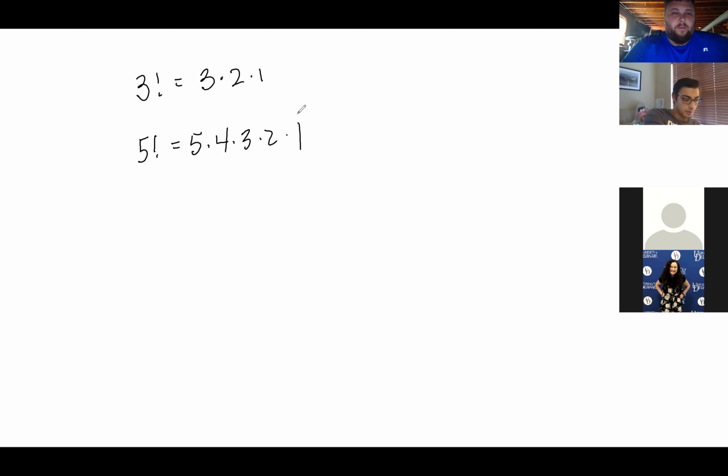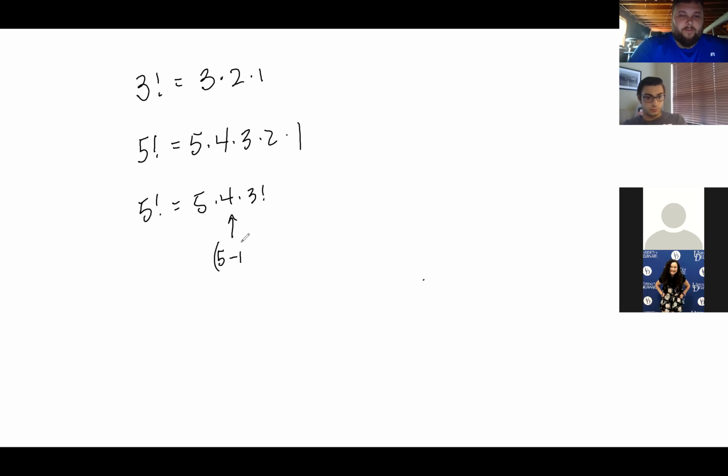Okay. And the neat trick here is that I can stop at any point. So for instance, 5 factorial I could write as 5 times 4 times 3 factorial. And this will come in handy later today. So if you notice, the next number in the factorial is the original number minus 1, right? And then this number is the original number minus 2.